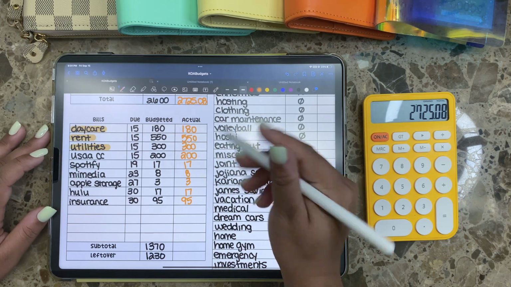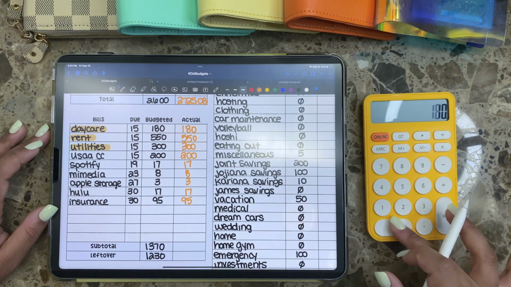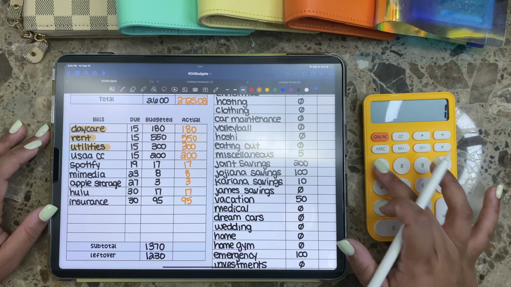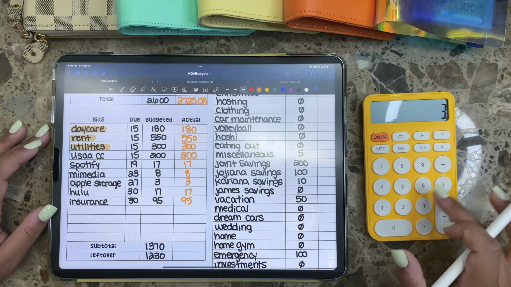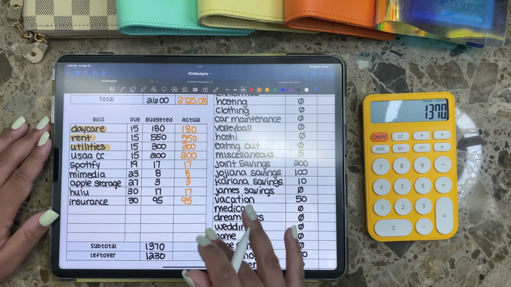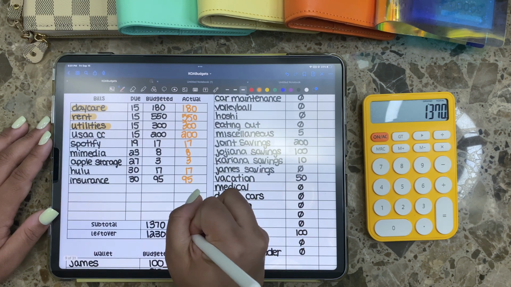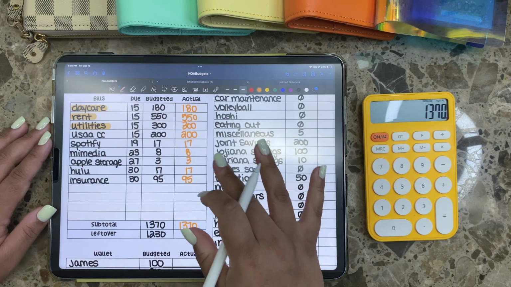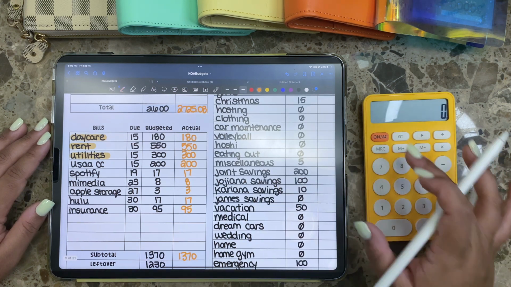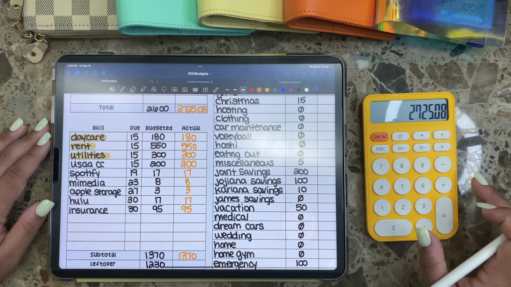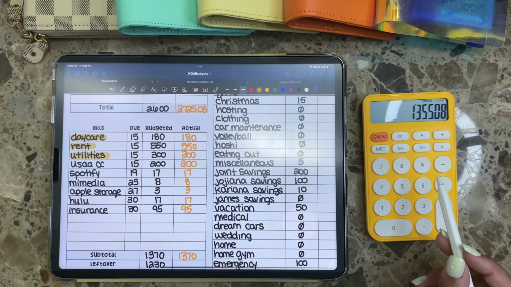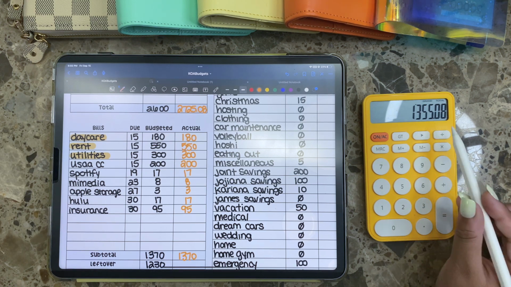So now I'm going to add up all of those. And we get $13.70. And you'll subtract that amount from your top total. So now what we have for our wallet and our cash envelopes is $13.55.08.